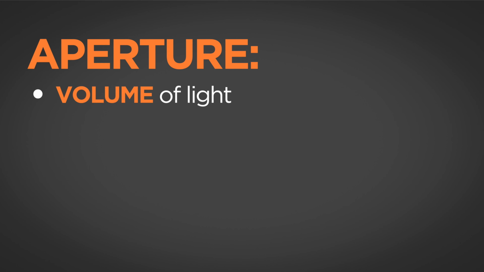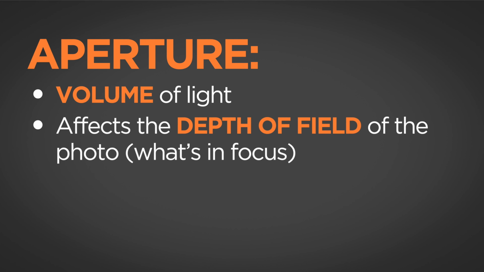The aperture refers to the size of the opening in the camera lens to let in light. So as you might imagine with aperture, if we have a larger opening, we get more light. And if we have a smaller opening, we have less light. In addition to the photo getting brighter with a large opening and darker with a small opening, we're also changing what's in focus in the photo, which is called depth of field.